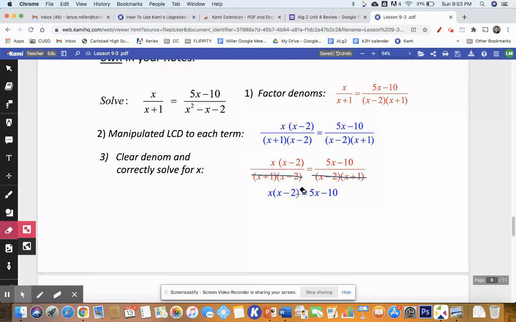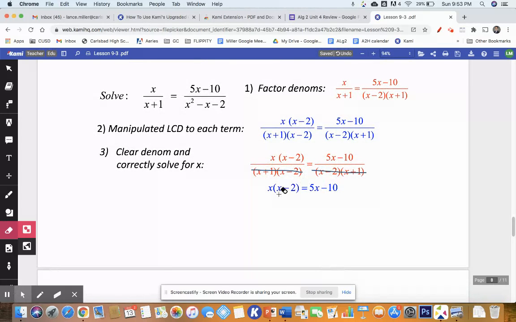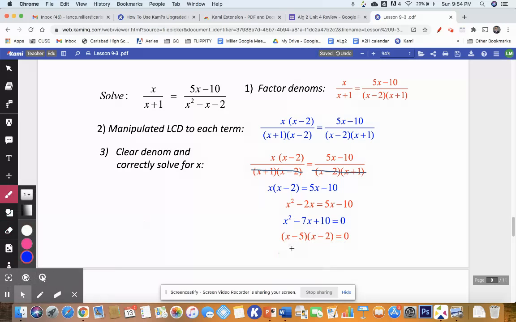We need to distribute that x, okay? All right, so we get x squared minus 2x equals 5x minus 10. How do we solve quadratics? Set it equal to 0. We're going to have to factor. X minus 5, x minus 2 equals 0. All right, if you solve each of these, you get x minus 5 equals 0, so x equals 5. You get x minus 2 equals 0, so x equals 2.